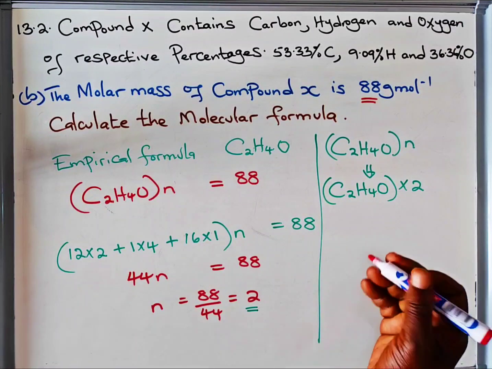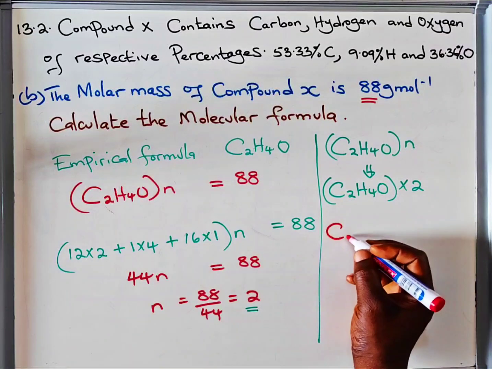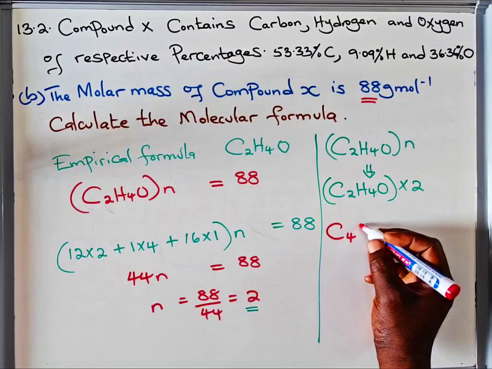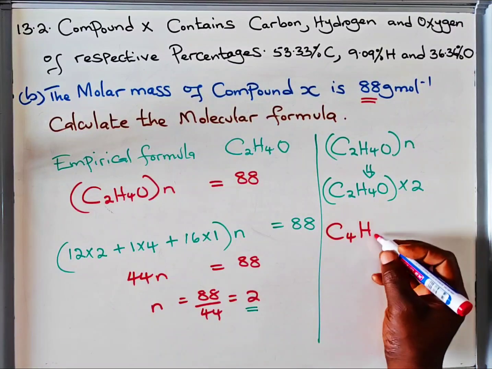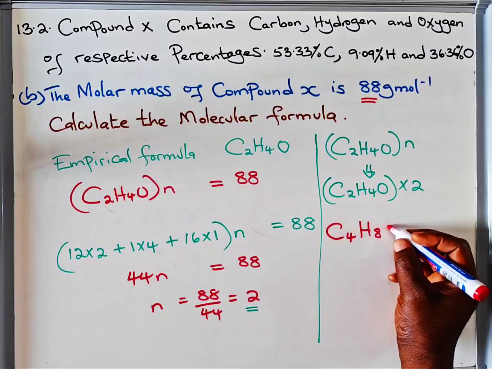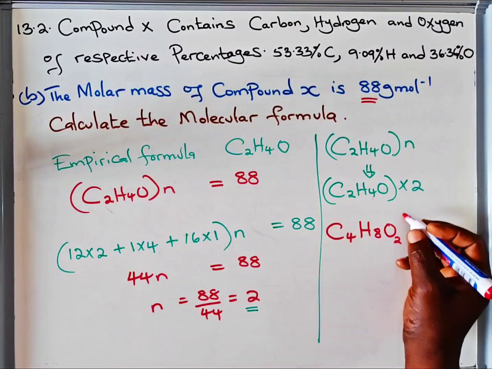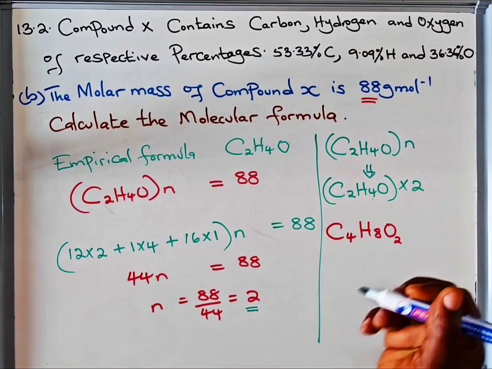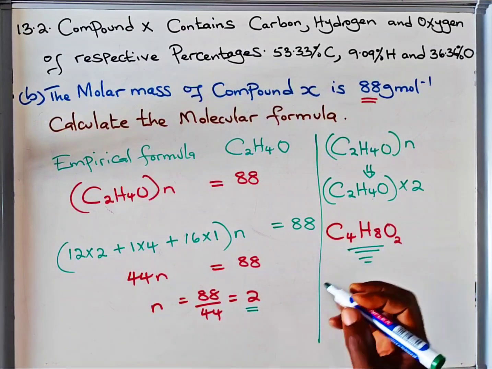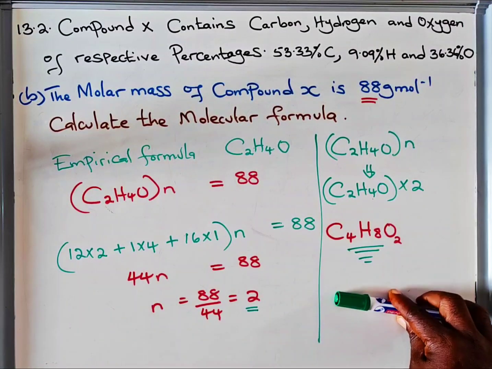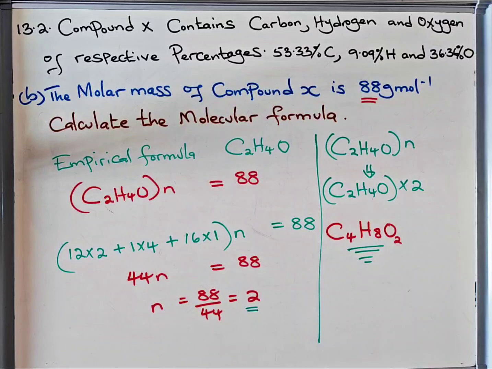We are going to get C4, because it's 2 times 2, giving us H8, because it's 4 times 2, then O2, because it's 1 times 2. So that is it. What we have here is the molecular formula of our compound X.